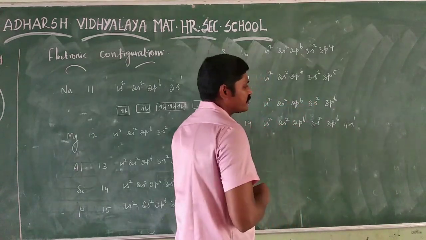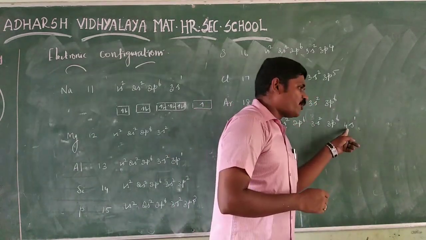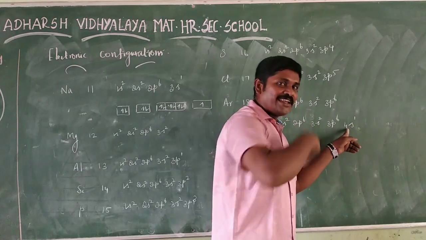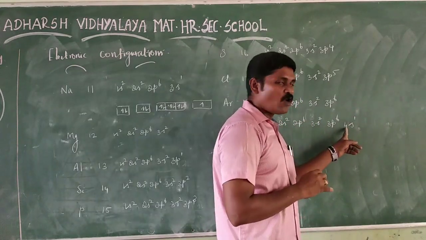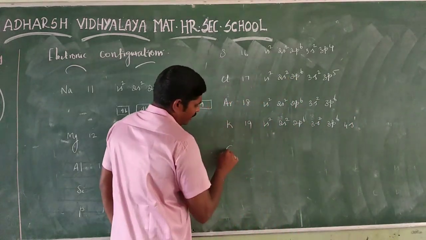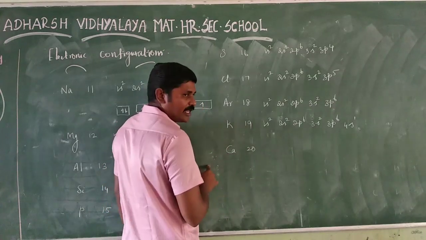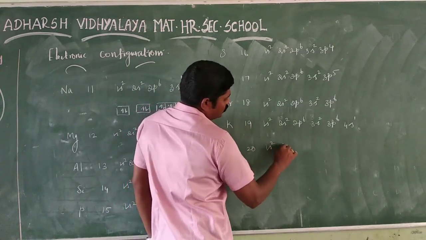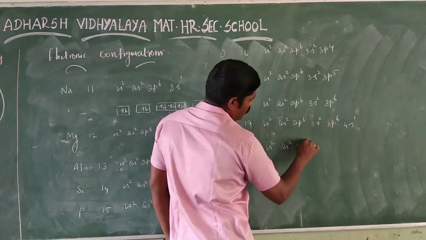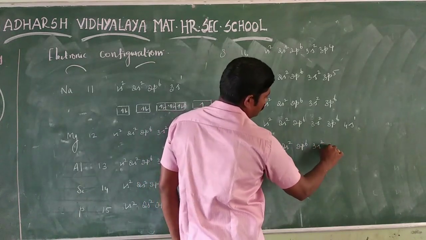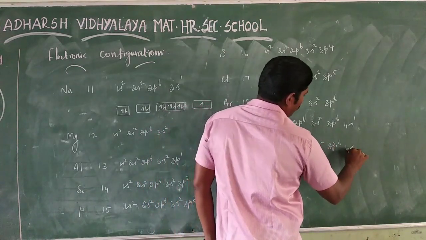4s1. The 4s orbital has lower energy than the 3d orbital, so 4s1. Calcium, 20: 1s2, 2s2, 2p6, 3s2, 3p6, 4s2.